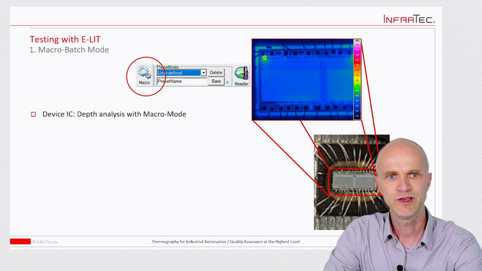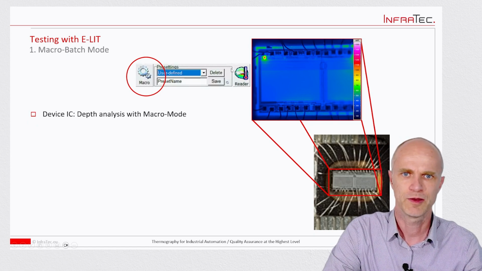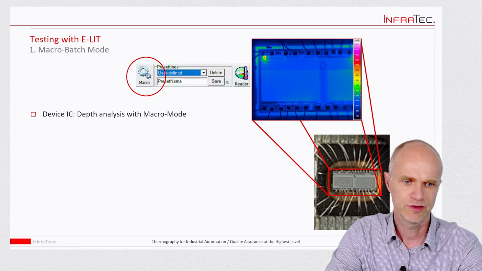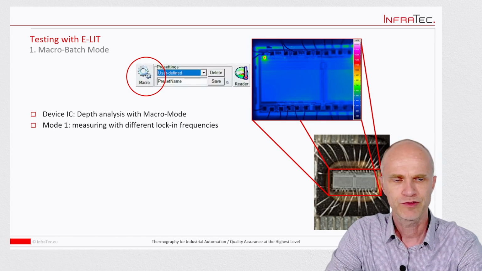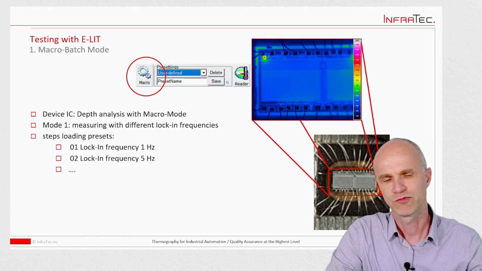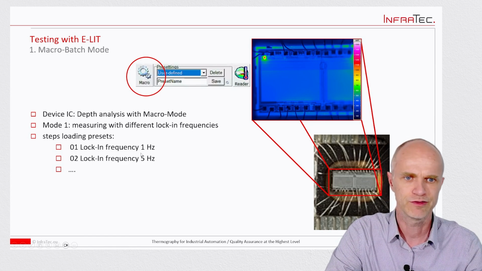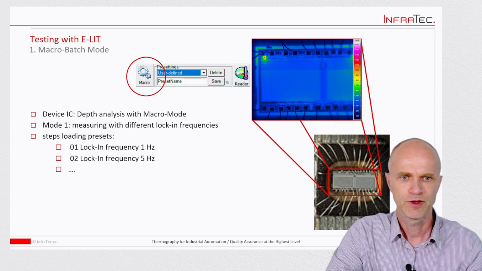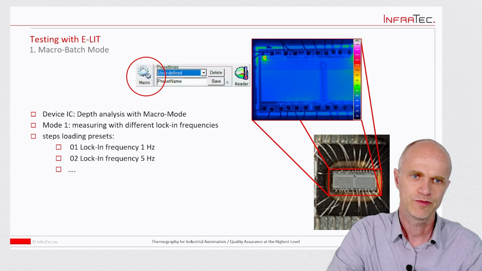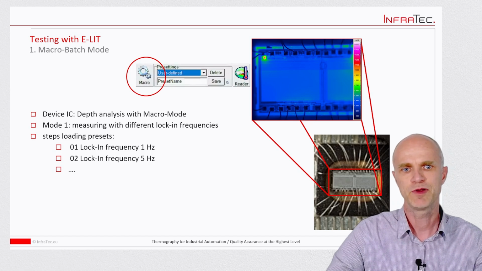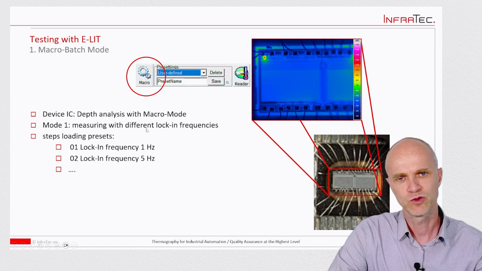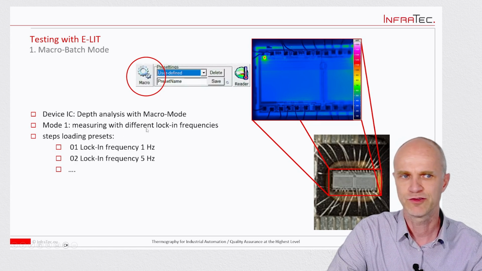Another possibility is the so-called macro batch mode. So you can program in our automated software, for example, different lock-in frequencies. So starting, for example, with 1 Hertz, then going to 5, 10, 20 Hertz. And then each measurement is made after each other. And finally, all the sample measurements are laid together.